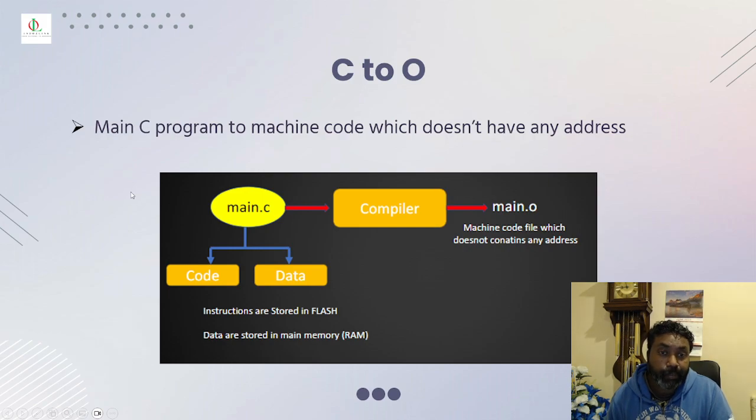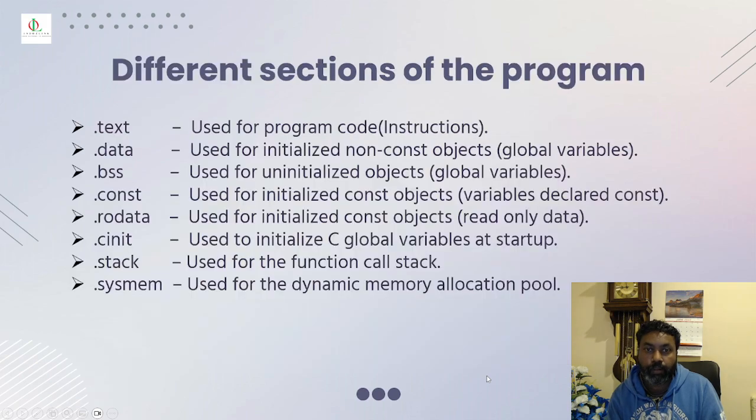As in any C program, the machine code doesn't have any addresses. So the machine code will have the instructions and data. Instructions are stored in flash, as you remember, and the data is stored in RAM. And once you start to hit that build project, it gets into the compiler and throws you at the other end as main.o. The machine code generates that, which doesn't contain any addresses at this stage.